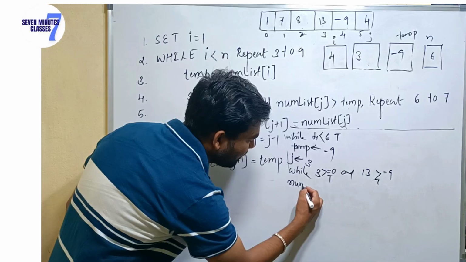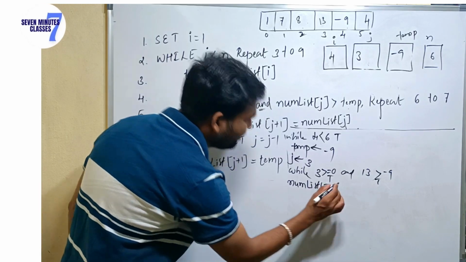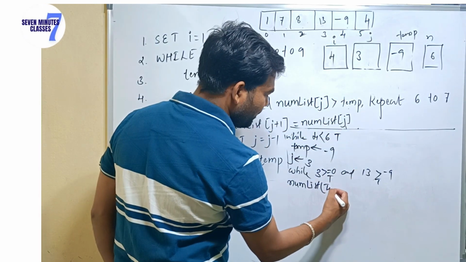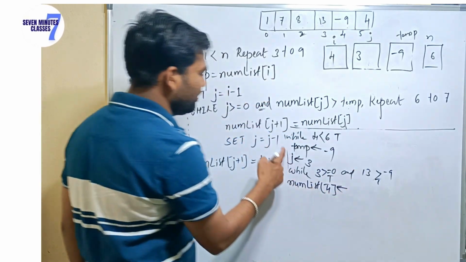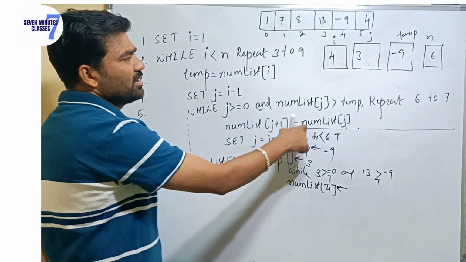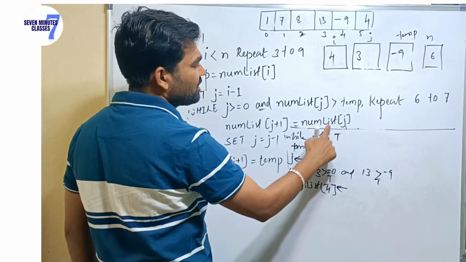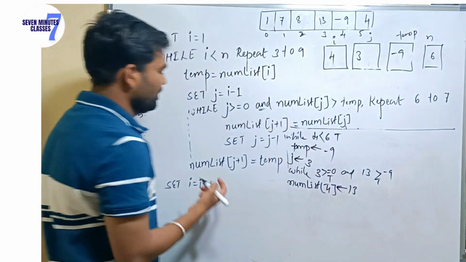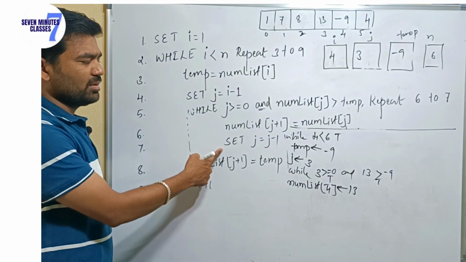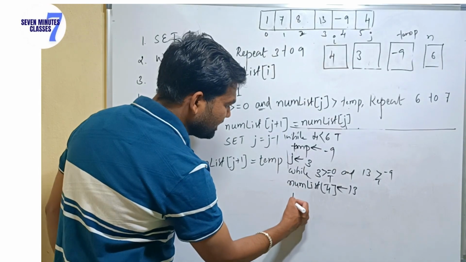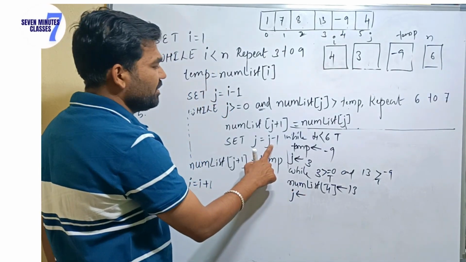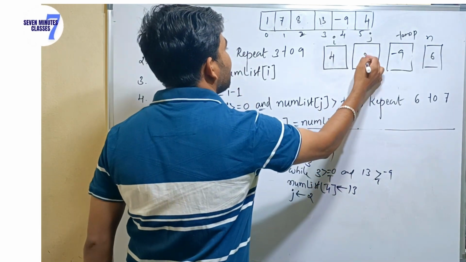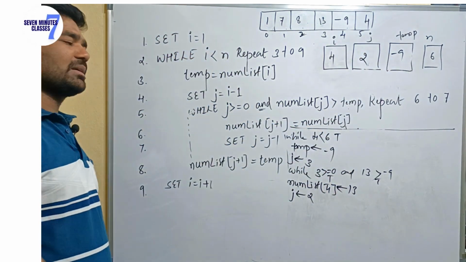Num list of j plus 1. J was 3. 3 plus 1 is 4. Num list of 4 into this. Num list of j, that is 3. Num list of 3. What is num list of 3? 13. Again set value of j equal to j minus 1. So then the j value will be changed. So j minus 1, j was 3. 3 minus 1 is 2. Then the value of j is changed. But loop not yet completed.